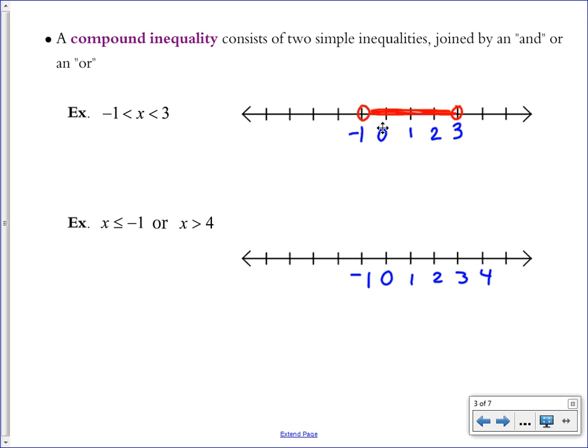Here we are including the -1. It has an equal to sign underneath it. And we want to shade everything that is less than it. Or x could be in the set of numbers that are greater than 4. So not including 4, but including everything greater than it. And that's how you graph that compound inequality.